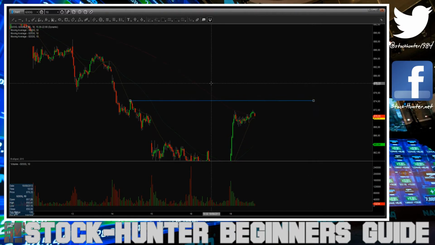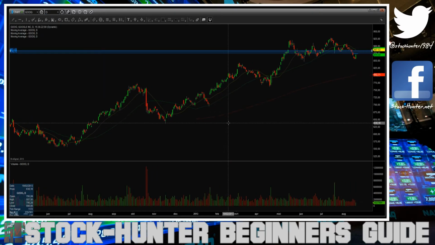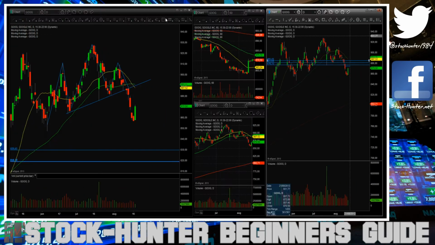So I'm looking for the next level for a short. First we got this level, this prior pivot at 876.72, and then we have this gap fill at 881, and then we have this area at 885.05. Okay guys, let's go over the daily chart here on Google. Okay, we'll jump over to my other screen.